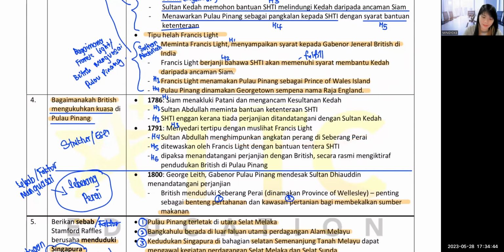You know where Seberang Perai is, right? This is Pulau Pinang here. Here is Seberang Perai, next to Penang. So then they were defeated by Francis Light with the help of SHTI and were forced to sign an agreement where officially Penang is under the British.